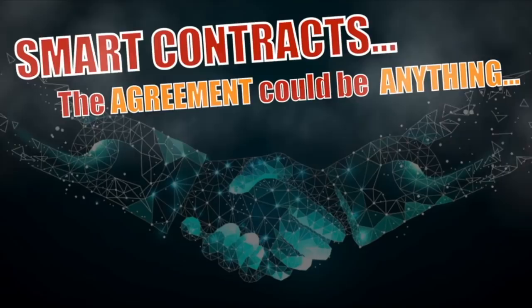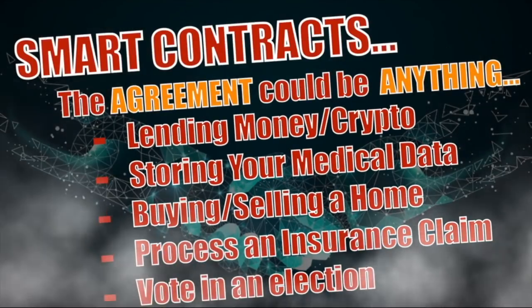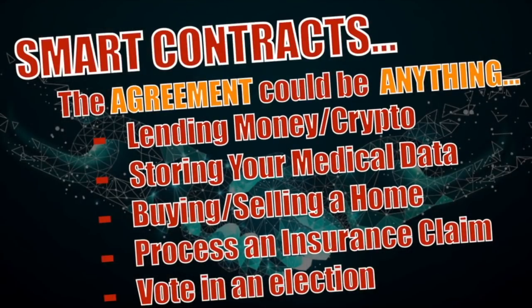So the agreement could be anything as far as smart contracts. It could be lending money or crypto, storing your medical data, buying or selling a home, processing an insurance claim, voting in an election, anything that could happen between two parties.